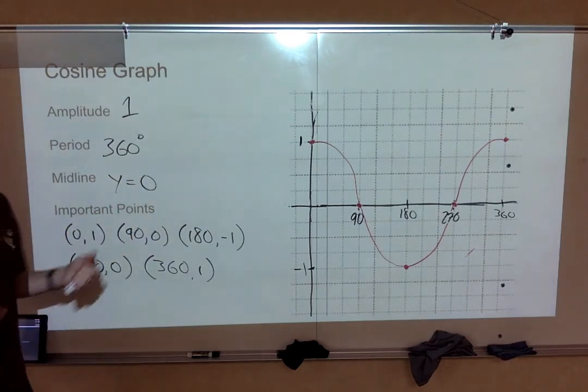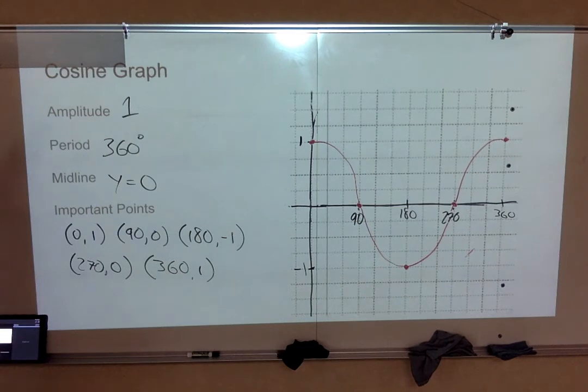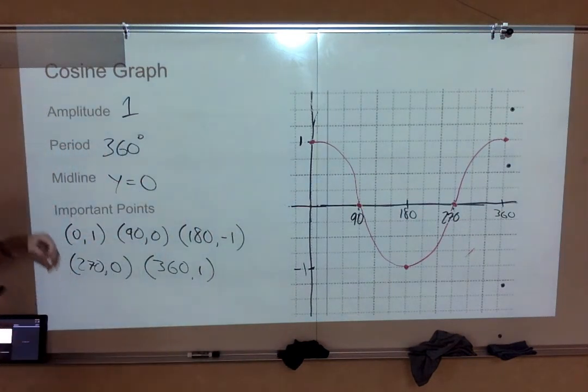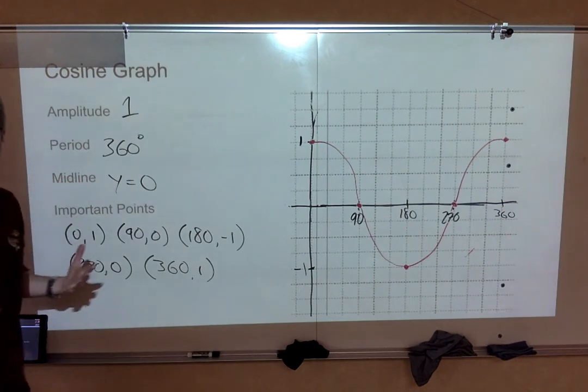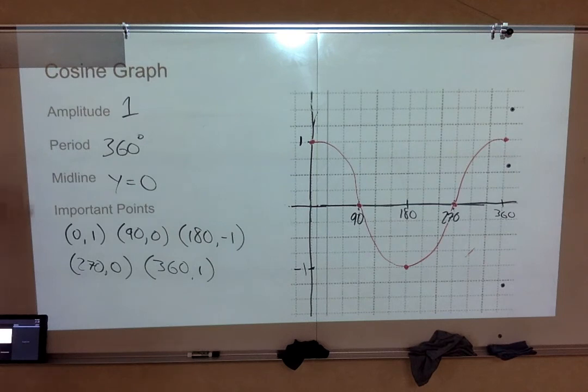All right, so big takeaways on this. Write down, make sure that you have these important points down and that you can visually see where the midline is. Think about the horizontal line going through the middle here. Make sure you know how to write it as an equation, not just 0. The midline isn't 0, it's y equals 0. It's the equation of a line. Period for both of them is 360. Amplitude for both of them is 1.